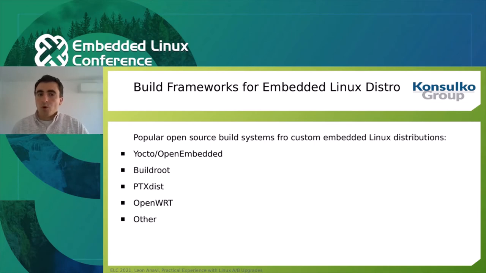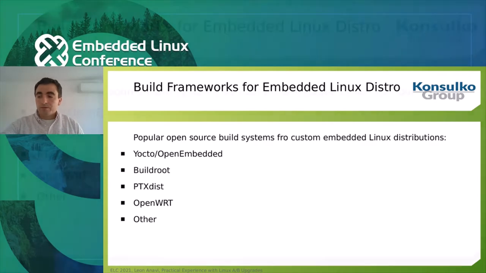Another important question that we've mentioned is the build framework. So how are you going to build your custom embedded Linux distribution? Nowadays, there are a lot of open source build frameworks that do an excellent job. Let's start with Yocto and OpenEmbedded. I've mentioned that I've been using it for maybe 7 years now. So this is my preferred choice, but also there are excellent alternative solutions such as Buildroot, PTXdist, or OpenWrt, which is quite popular specifically for routers. Of course, there are other solutions as well.